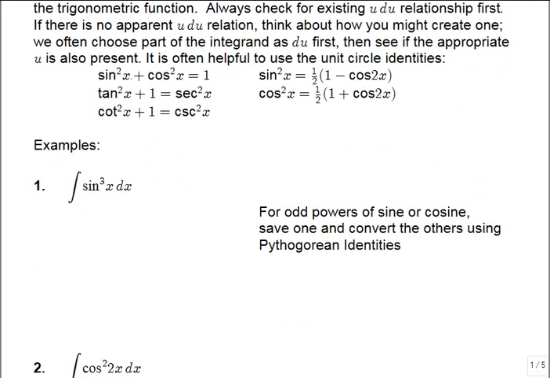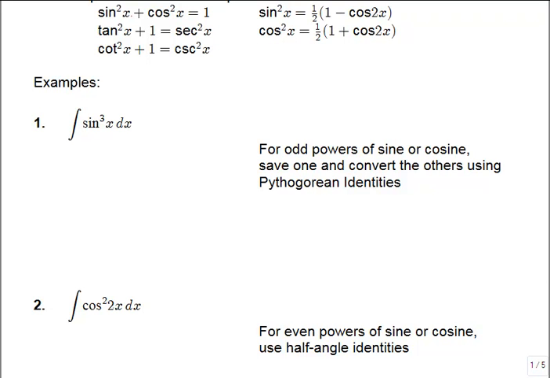So our first example is the integral of sine cubed of x, and this is an odd power of sine. The strategy here is whenever you have odd powers of sine or cosine, you're going to save one of them to be part of your du, and we're going to convert the others using Pythagorean identities. So, for example, I'm going to take this sine cubed and break it up into a sine squared x times a sine x dx. This sine on the end is going to become part of my du eventually.